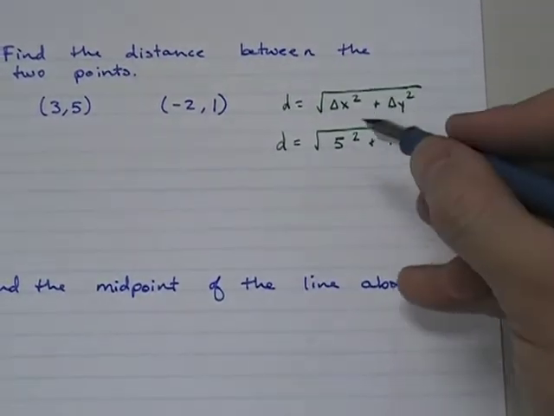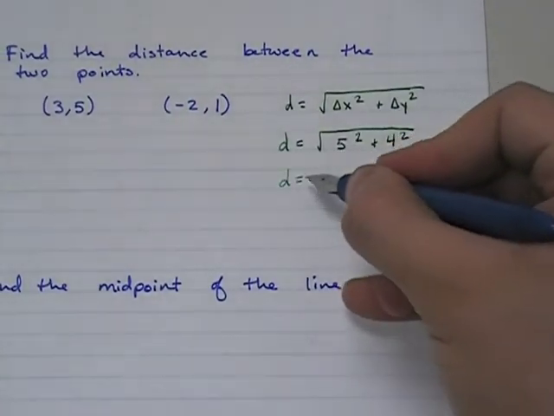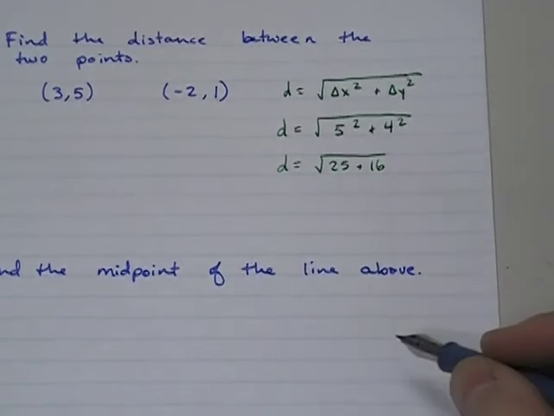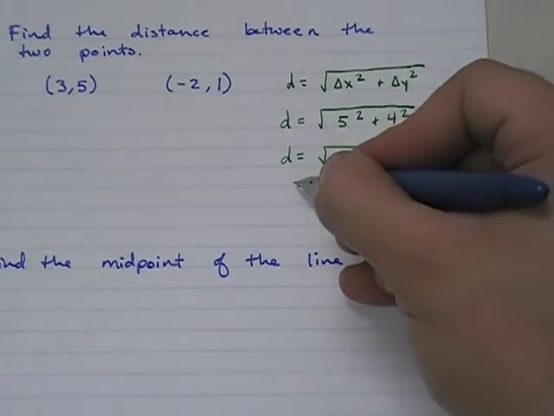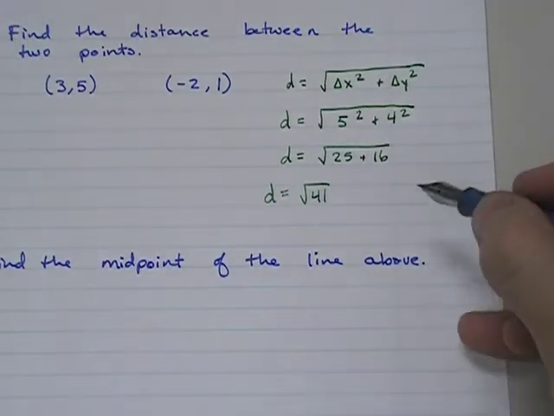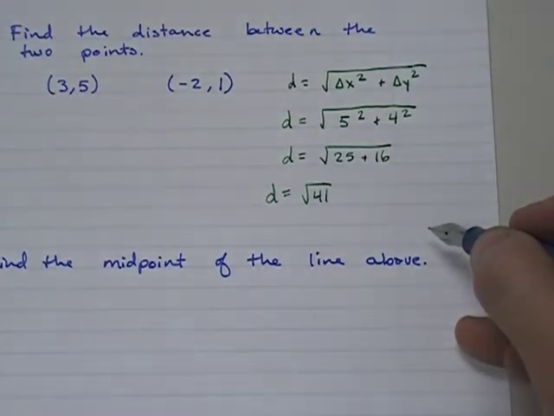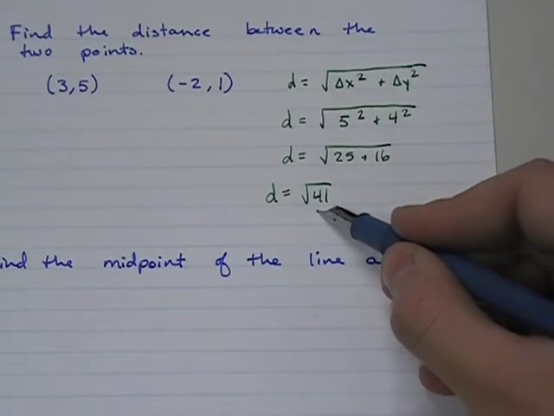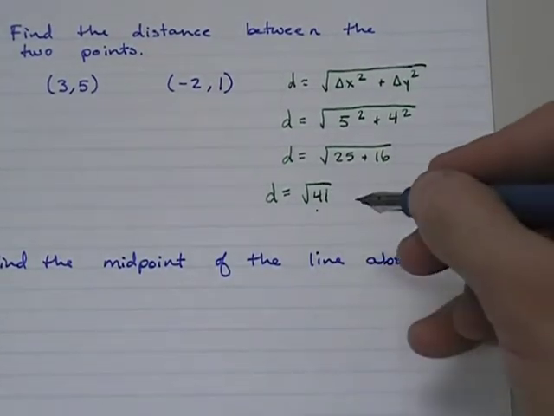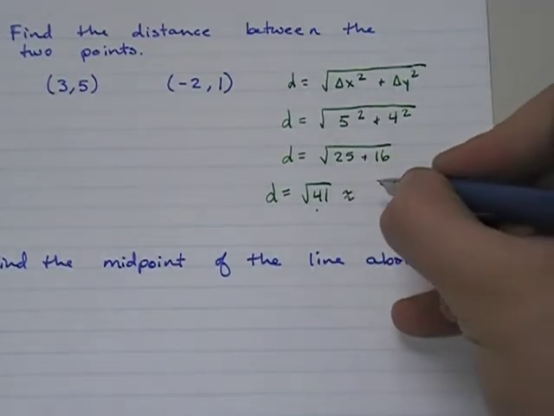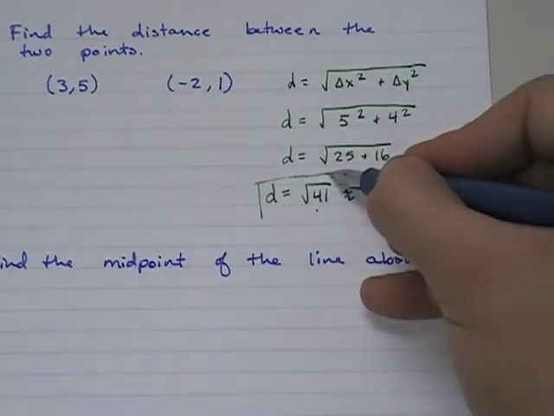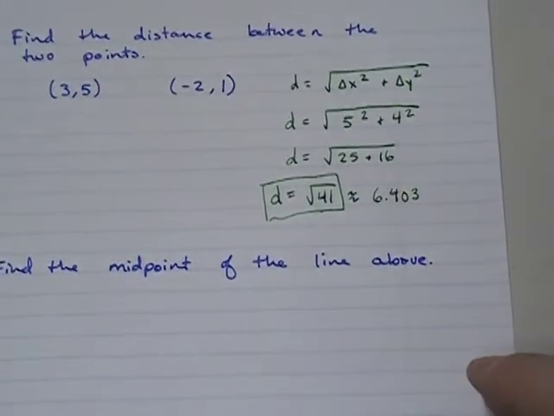And so now, what is 5 squared? Well, that's 25, and 4 squared is 16. And 25 plus 16 makes 41. So D equals the square root of 41. And if someone says to you, I don't want an exact answer, I want an approximate answer, you would type this into your calculator and round it appropriately, and you would get something along the lines of 6.403 if you're asked for an approximate answer.